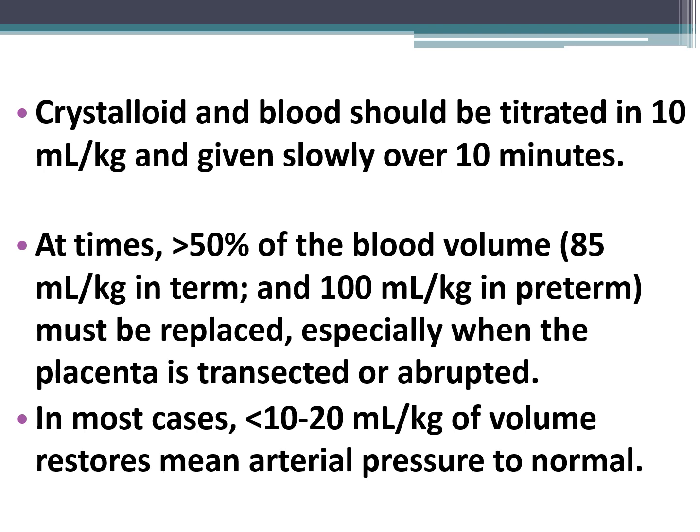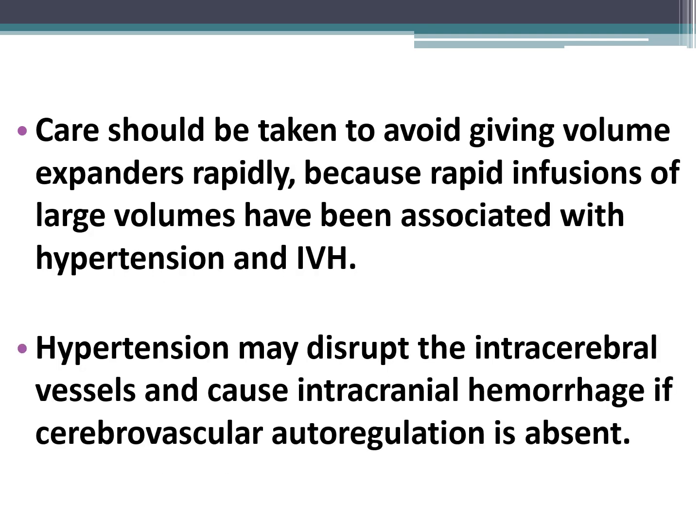And in most cases, 10 to 20 ml per kg of volume restores the mean arterial pressure to normal. Care should be taken to avoid giving volume expanders rapidly, because rapid infusions of large volume have been associated with hypertension and intravascular hypertension also. Hypertension may disrupt the intracranial vessels and can cause intracranial hemorrhage, if cerebrovascular autoregulation is absent.